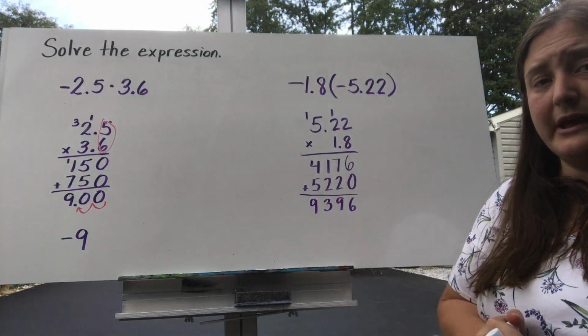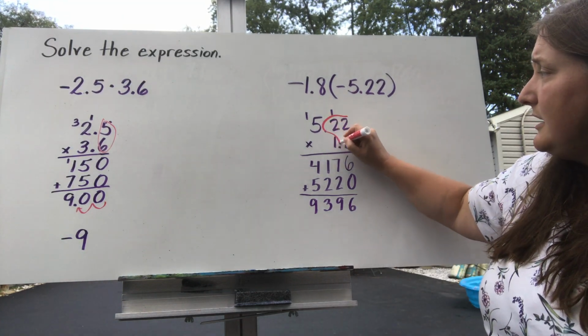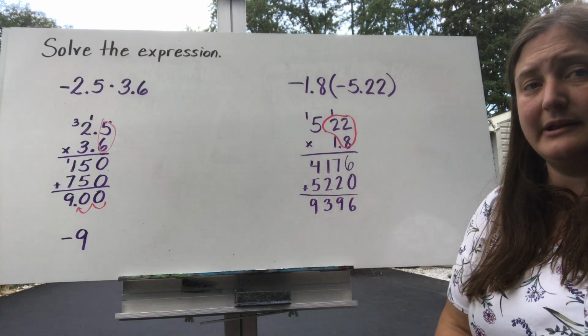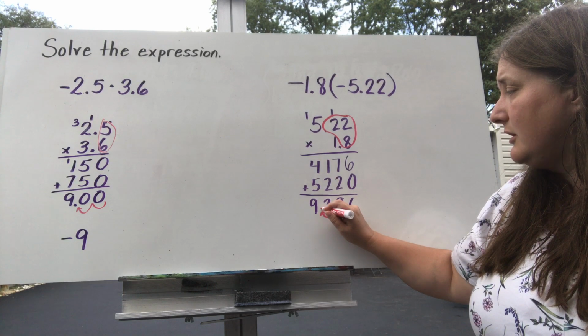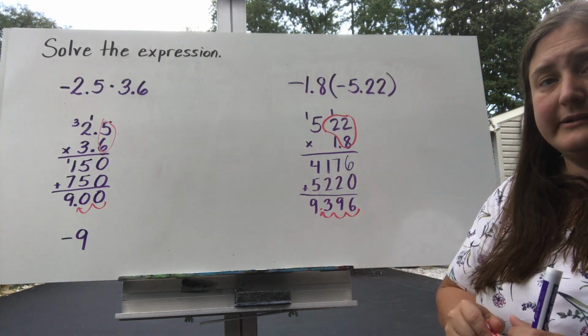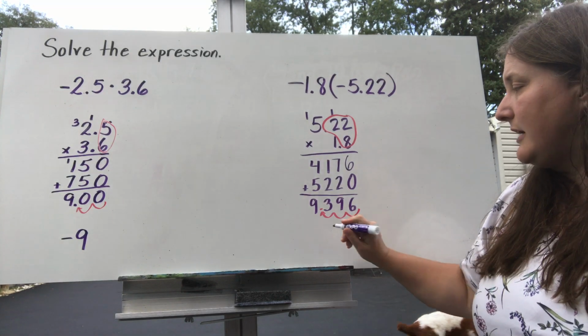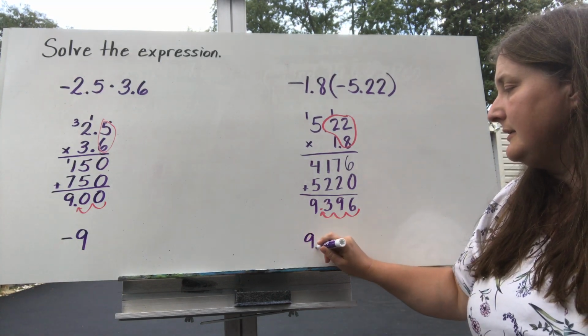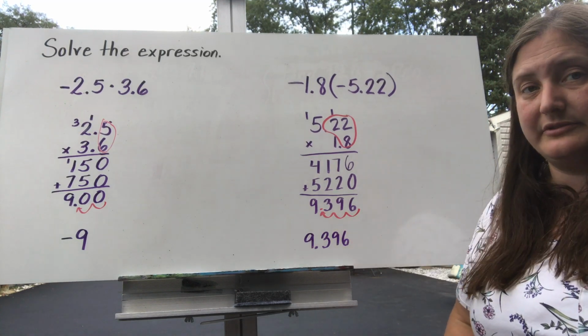Now to decide where the decimal goes in my answer, I'm going to go back to the original problem. I had 3 numbers in my factors that were behind decimals. So the decimal here is going to move 1, 2, 3 spots over. Since I was multiplying 2 negative numbers here, they have the same sign. My final answer is going to be positive 9 396 thousandths.